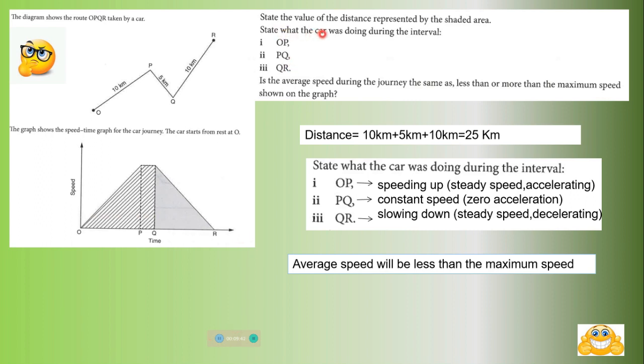State the value of the distance represented by the shaded area. So distance is equal to 10 plus 5 plus 10, as distance is the length of the total entire path covered by the object. So it is 25 kilometers.